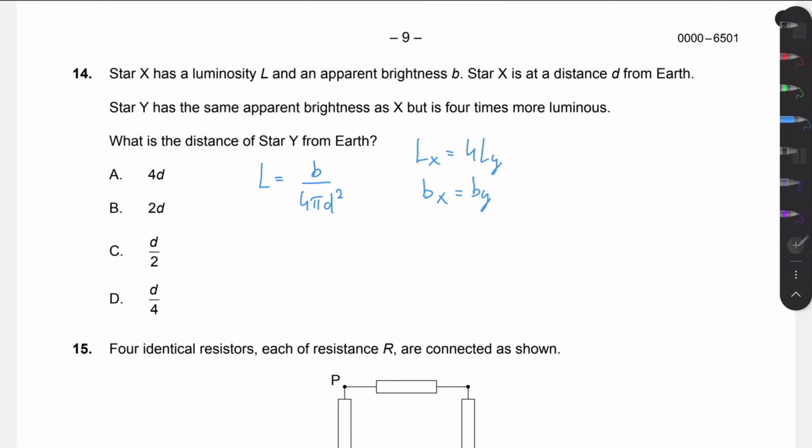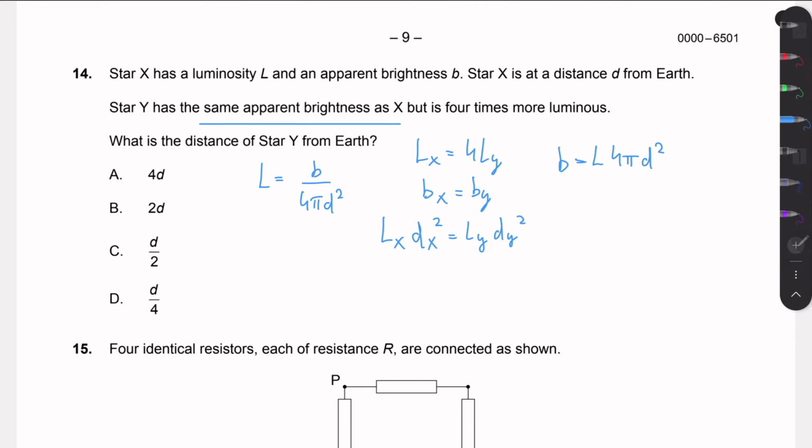They have the same apparent brightness. So we can rearrange for B. We know that B is equal to L over 4 pi d squared, and we know that Bx and By are equal. So 4 pi will just cancel out, and we'll have Lx times dx squared is equal to Ly times dy squared.